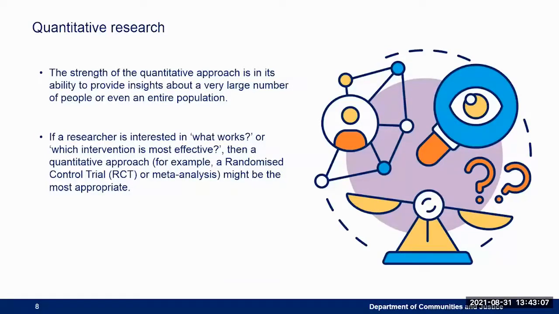So quantitative research is used when we want to know what works or which intervention is effective. It's not going to tell us clients' experiences of a program. It's not going to tell us a range of things, but it is going to tell us if a program is effective. And part of that is because of the large numbers of people that are studied. So a randomized control trial, a systematic review, a meta-analysis, or a quasi-experimental design might be appropriate here.